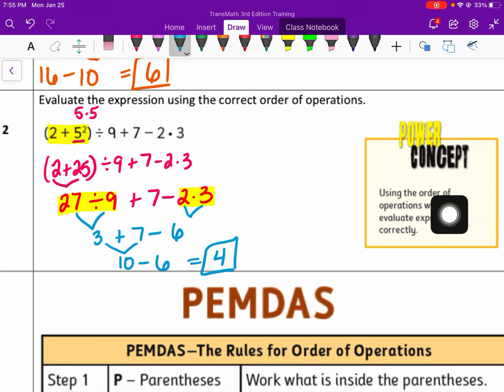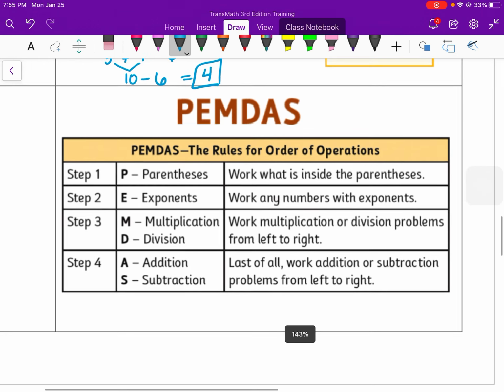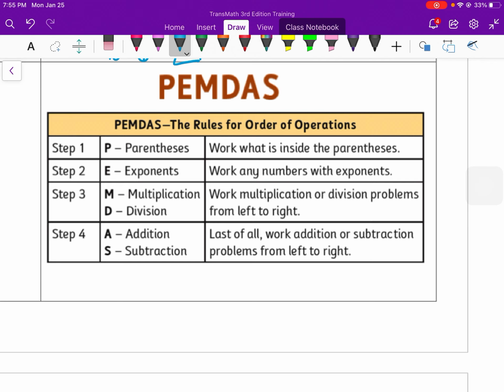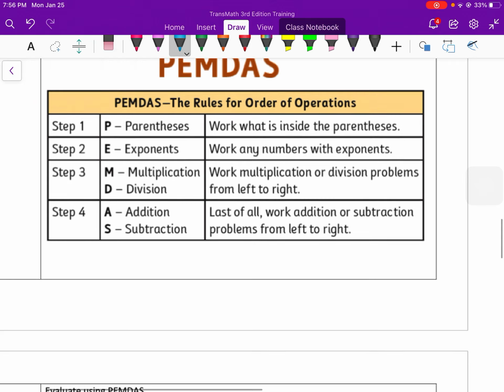So using the order of operations will help us evaluate expressions correctly. If you would have done this problem in a different order, you would get a different answer. So it helps us make sure that we are getting the correct answer. So here it is spelled out for you one more time. Parentheses, inside the parentheses first. Exponents, work with any numbers with exponents. Multiply and divide from left to right, add and subtract from left to right last.